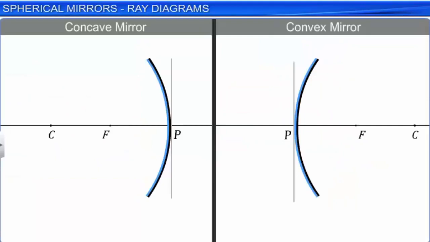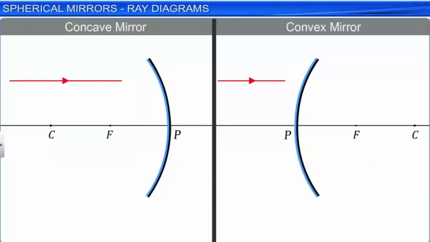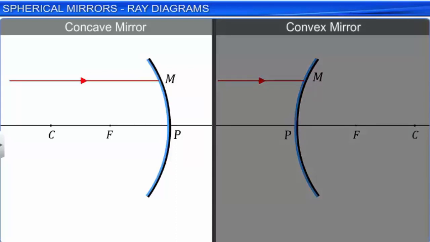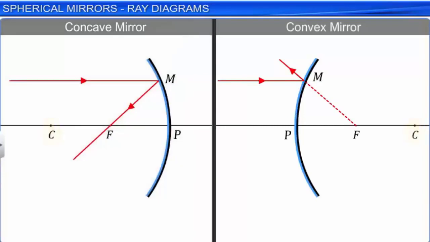Now let us derive a relationship between the focal length f and the radius of curvature R of a mirror. Consider a ray of light parallel to the principal axis incident on the mirror at a point M. We know that the ray of light, after reflection, passes through F in the case of a concave mirror and appears to diverge from F in the case of a convex mirror. Since C is the center of curvature of the mirror, CM is the normal to the mirror at M. If the angle of incidence is theta, then the angle of reflection is also equal to theta.